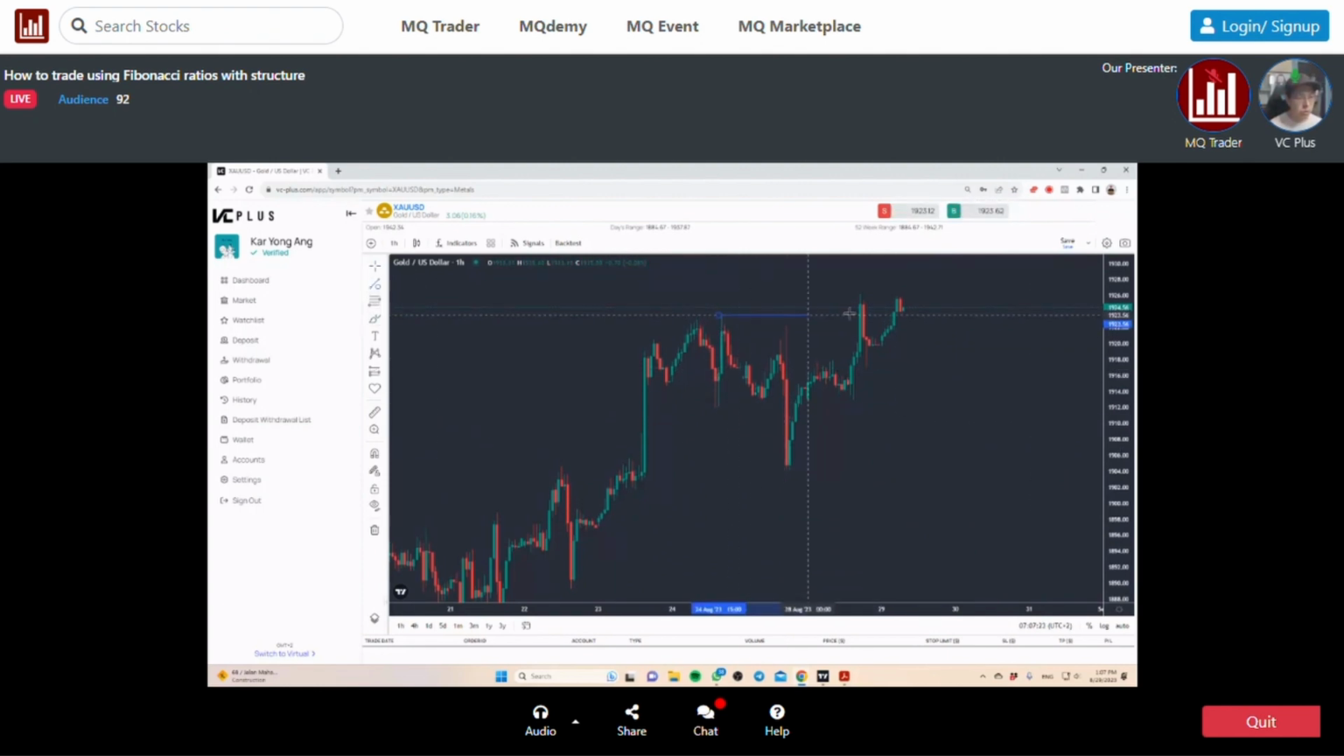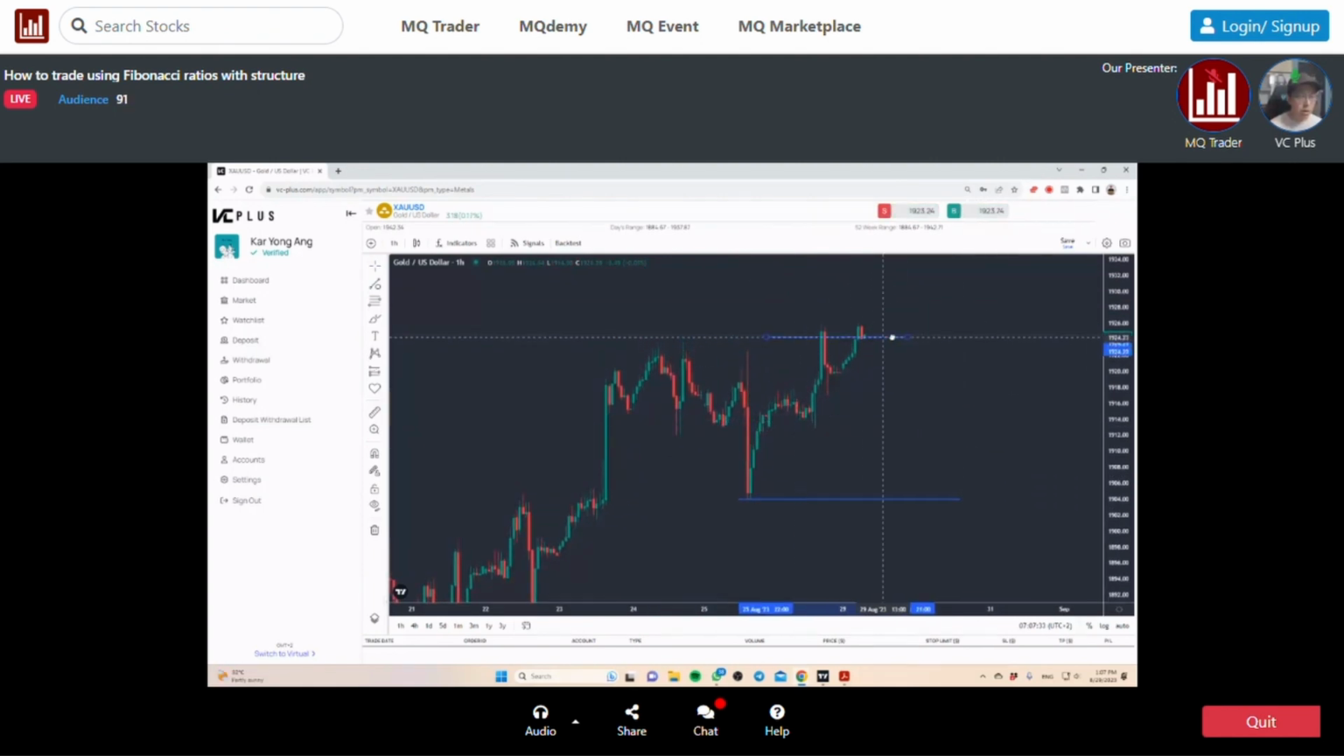This is a break of structure, right? So we have the market break and close above it. So that's a BOS, a break of structure. Our swing low will then be here. Then where will be our swing high? Our swing high as of now, temporary, will be this high, right? So we have swing low, we have swing high. We're in a bullish market structure.